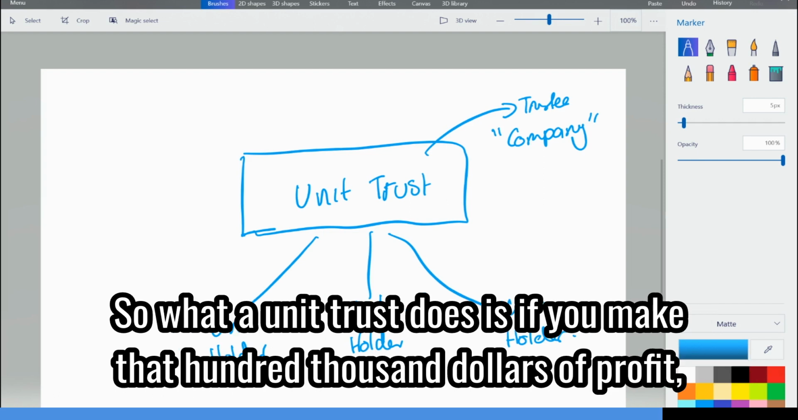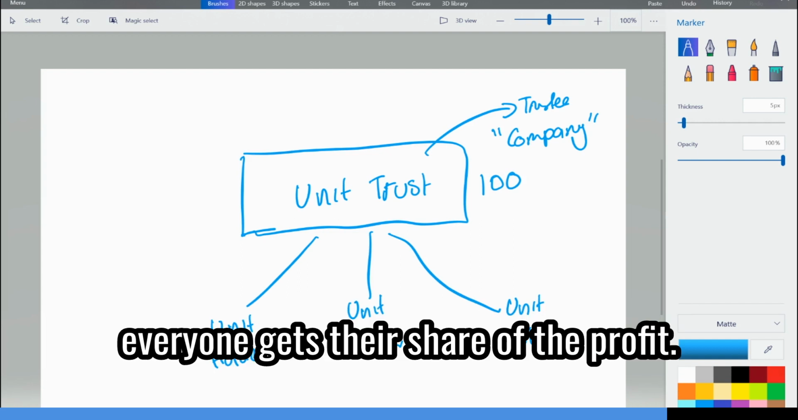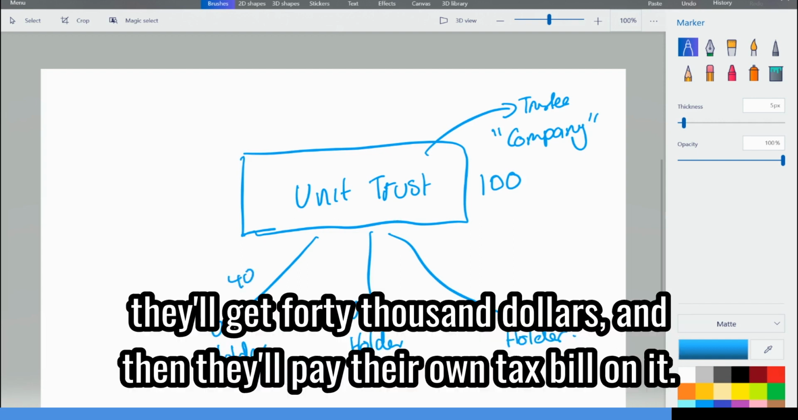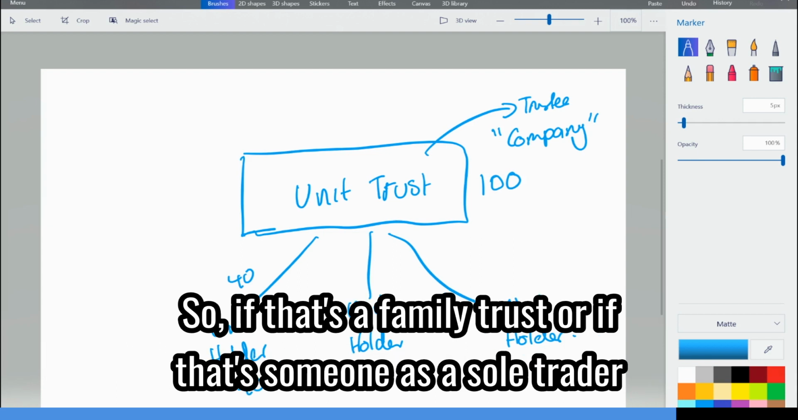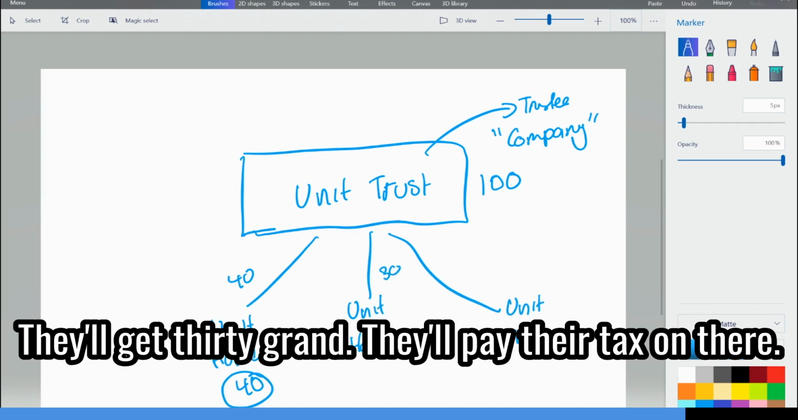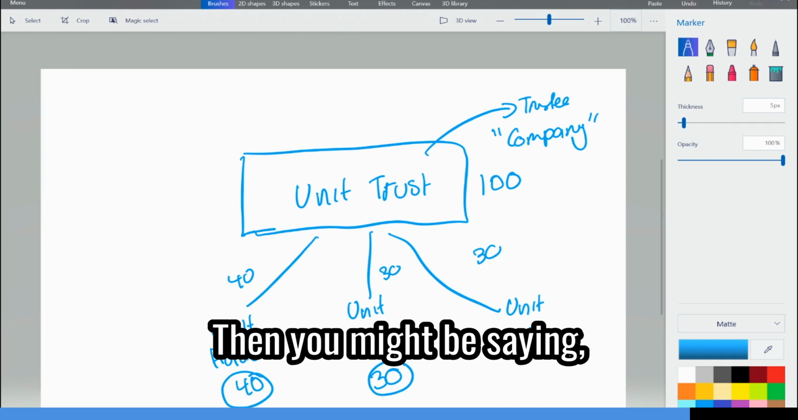So what a unit trust does is if you make that $100,000 in profit, everyone gets their share of the profit. So, let's say this person owns 40%, they'll get $40,000, and then they'll pay their own tax bill on it. So, if that's a family trust or if that's someone as a sole trader or individual, they'll pay the tax in their own name. Then you've got someone here that owns 30, they'll get 30 grand, and they'll pay their tax on their 30 and 30.